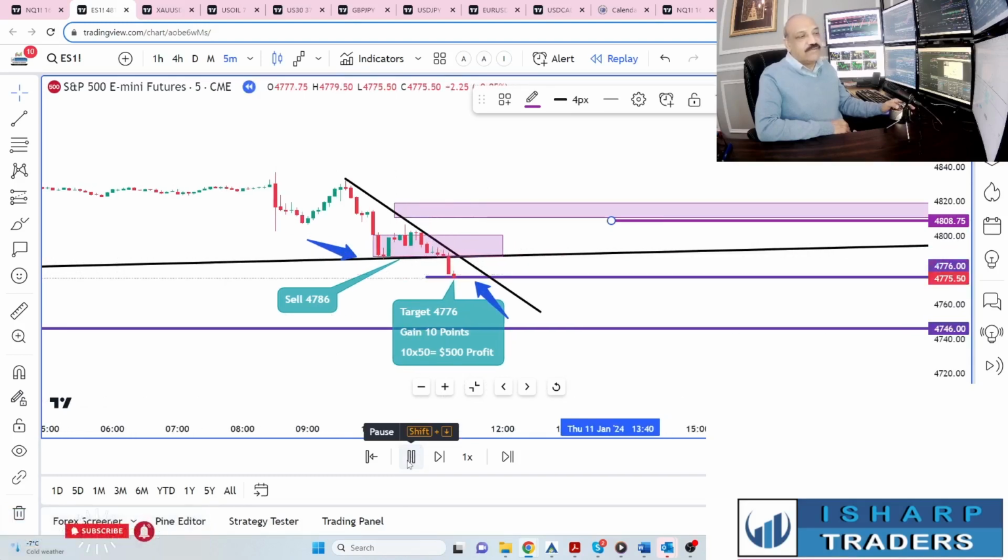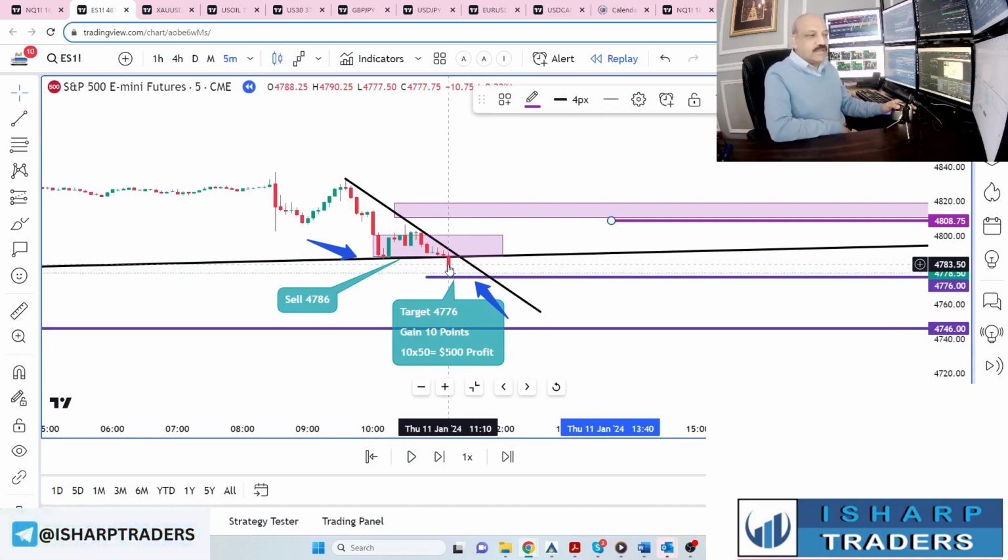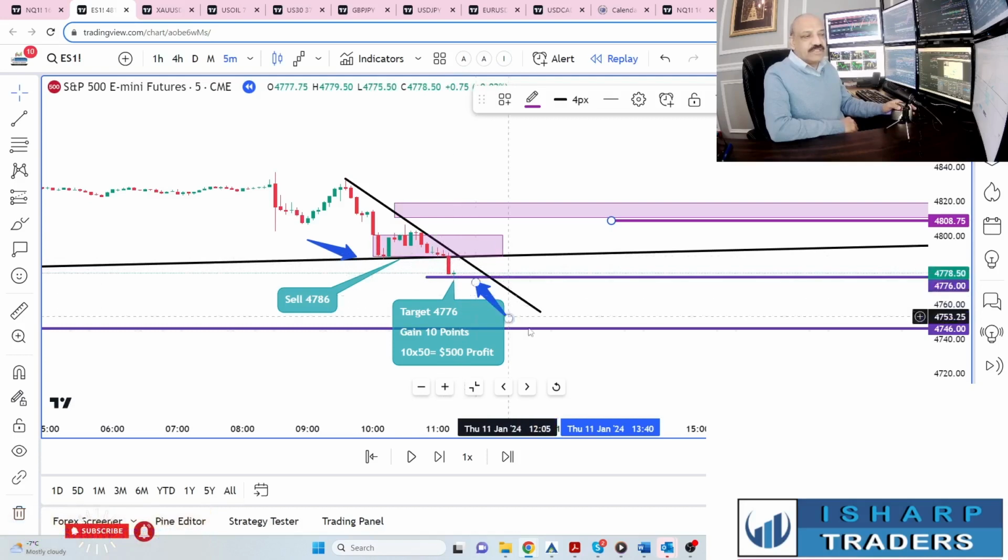So market hit this area and finally market hit my target, within 5 to 10 minutes. That was in the live webinar, and we do the live webinars Monday through Friday. It was the 11:10 candle, and it finished by 11:20. Within 5 to 10 minutes market hit my target. It was a 10-point gain.